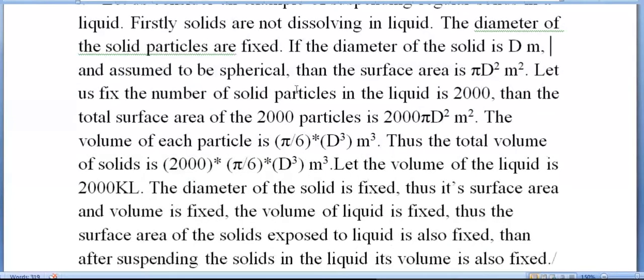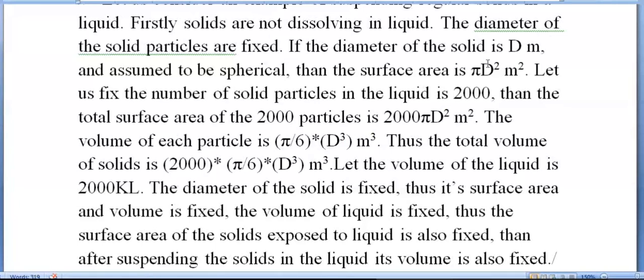If the diameter of the solid is d and assumed to be spherical, then the surface area of the sphere is pi d square. Now I said 4 pi r square. R I have converted to diameter. You know that diameter is equal to twice the radius, or radius is equal to diameter over 2. With that you get this formula.